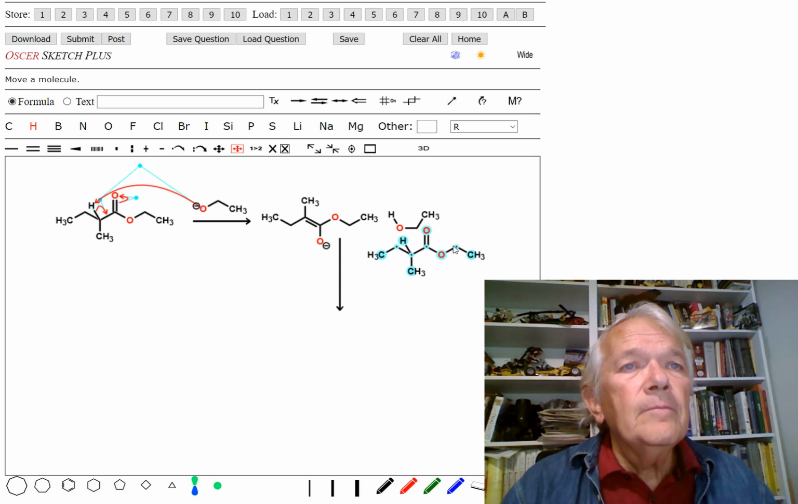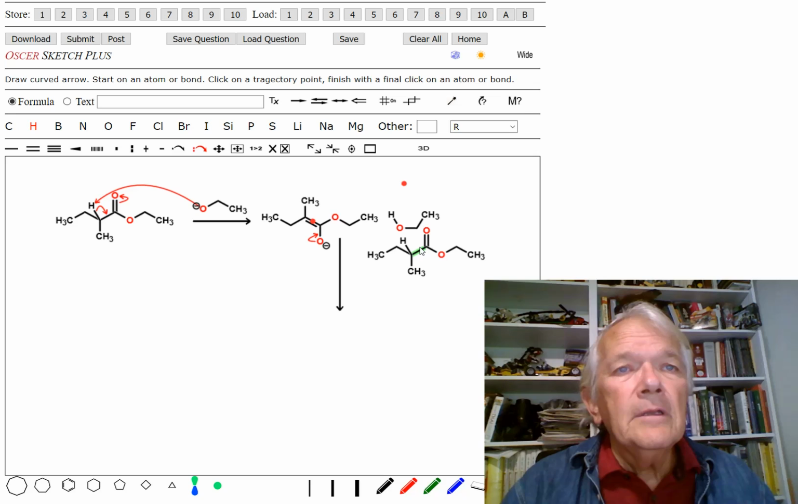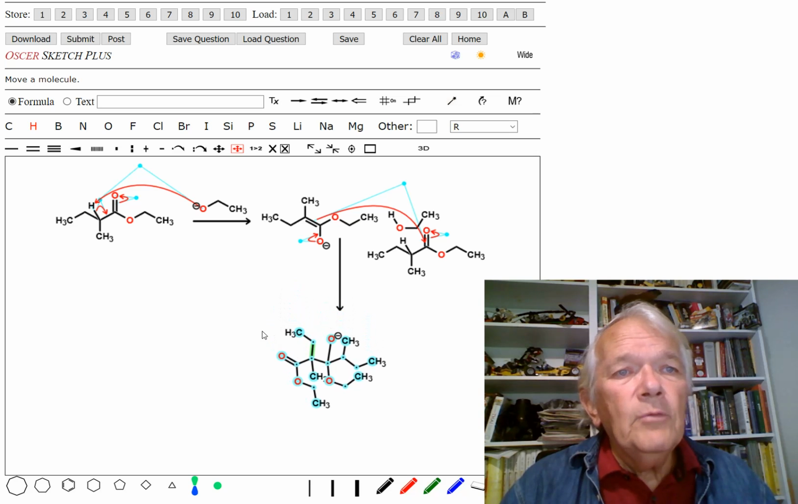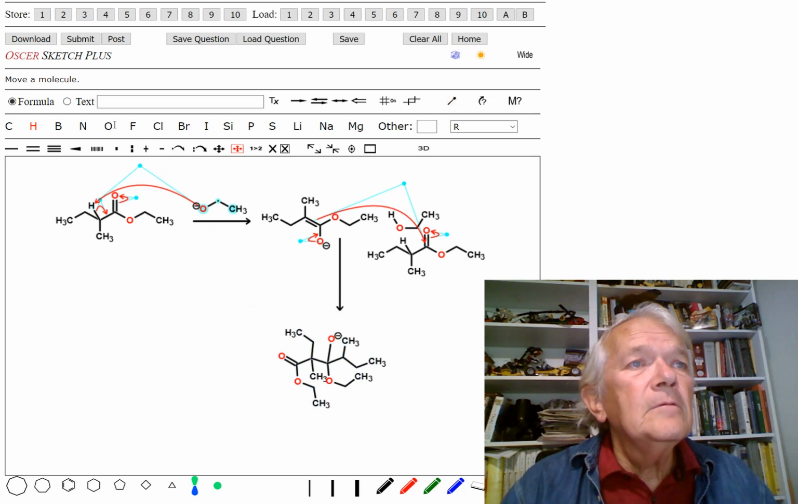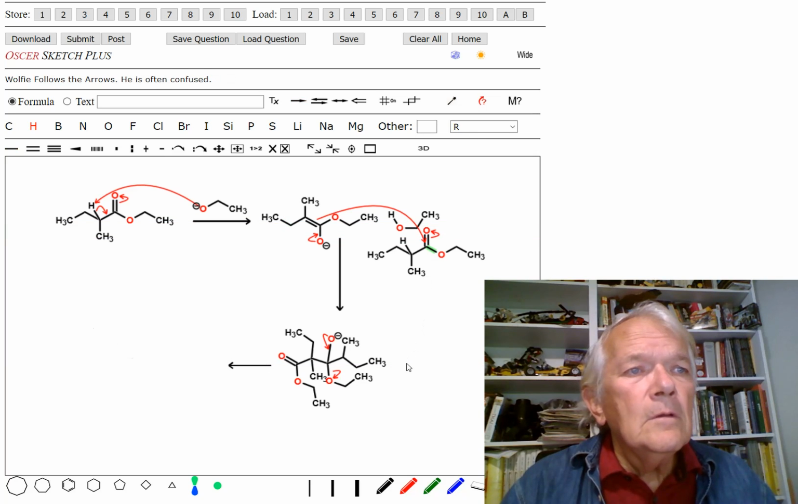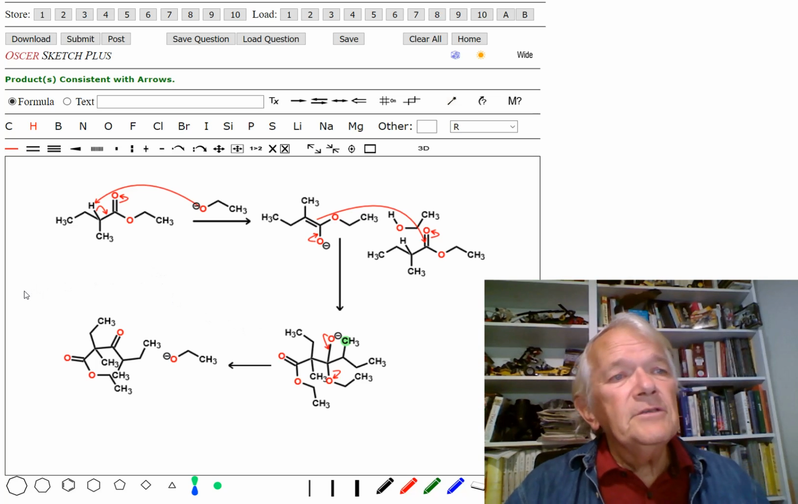Draw it out. Coming back. Enolate comes around, attacks the carbonyl, and we get this product here. Okay, and again I can kick out that ethoxide. And we can go to this species, but now this, you see, is where we're stuck.